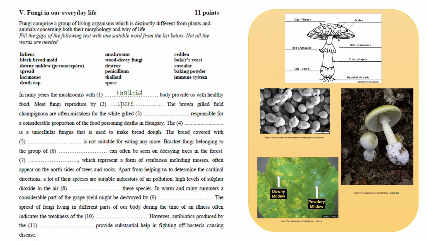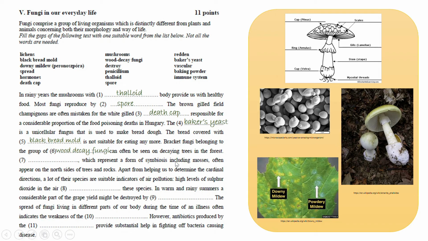The brown-gilled field champignons are often mistaken for the white-gilled deathcap, responsible for a considerable proportion of food poisoning deaths in Hungary. Next statement, you need to name a unicellular fungus, Saccharomyces cerevisiae, namely the baker's yeast. The baker's yeast is a unicellular fungus that is used to make bread dough. The bread covered with black bread mold is not suitable for eating anymore. Bracket fungi belonging to the group of wood decay fungi can often be seen on decaying trees in the forest.